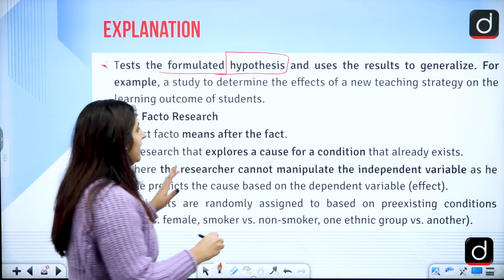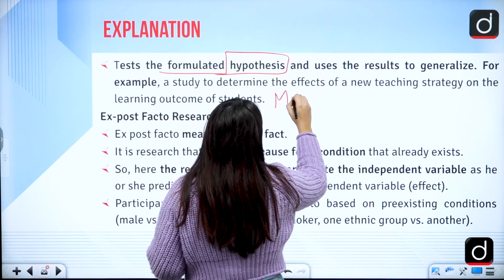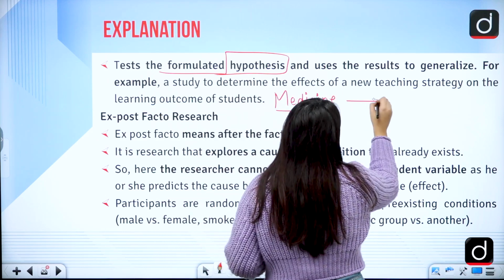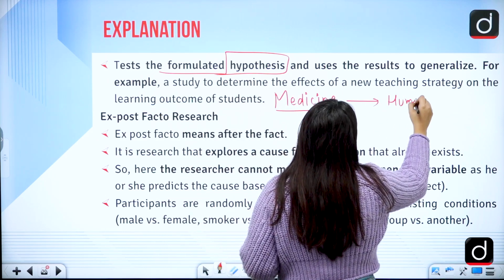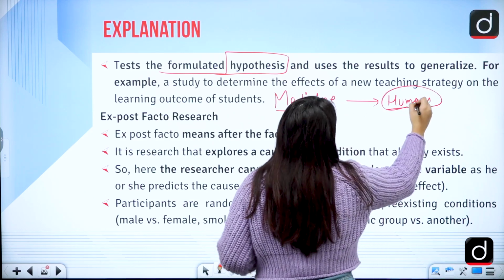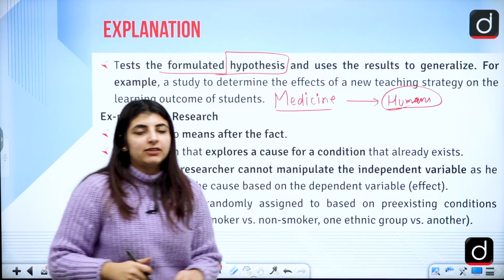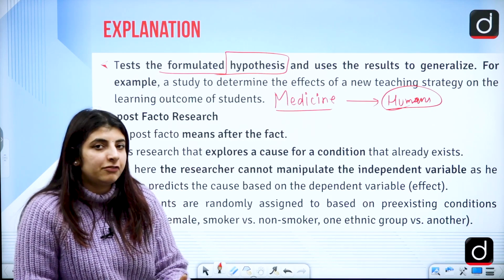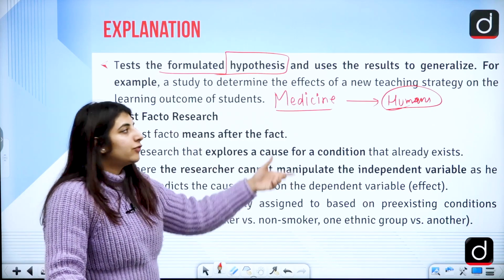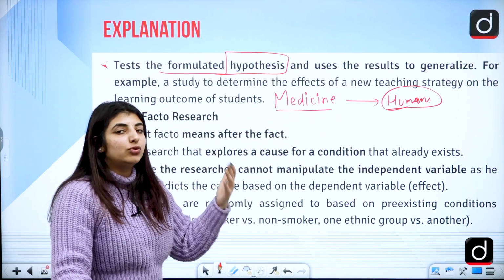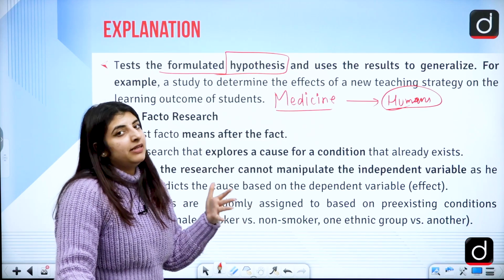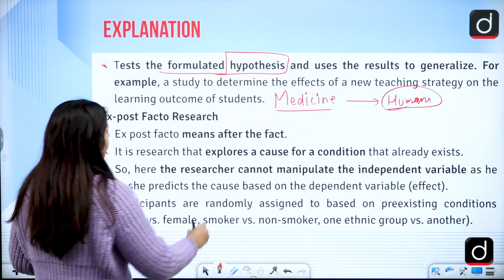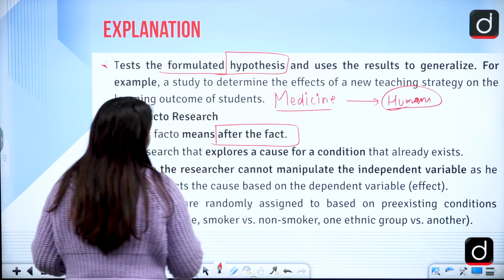So if I again talk about a particular medicine, I wanted to see its effect on humans, right? So I just tested that very medicine on certain group of people, and I saw that it was being beneficial, and then I generalized with one hypothesis. I generalized those test results. That is what is being done with the experimental research. Coming to ex post facto, we have talked about it in greater detail as well.